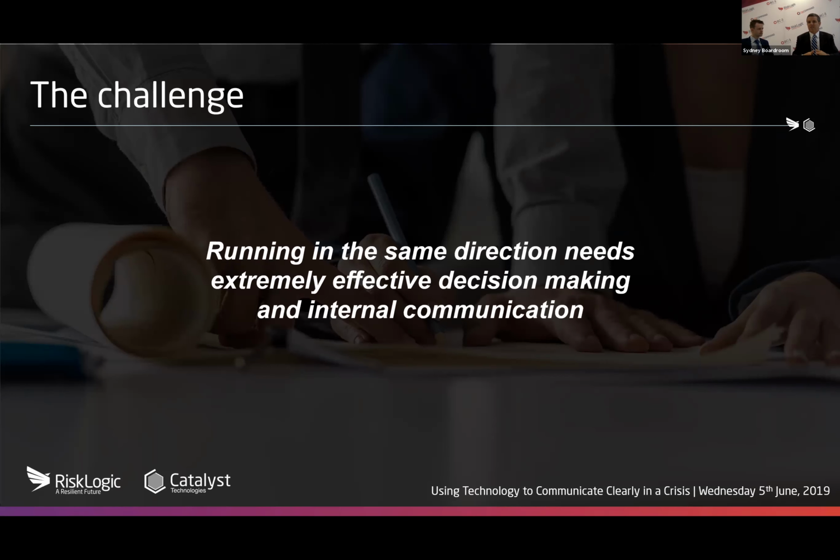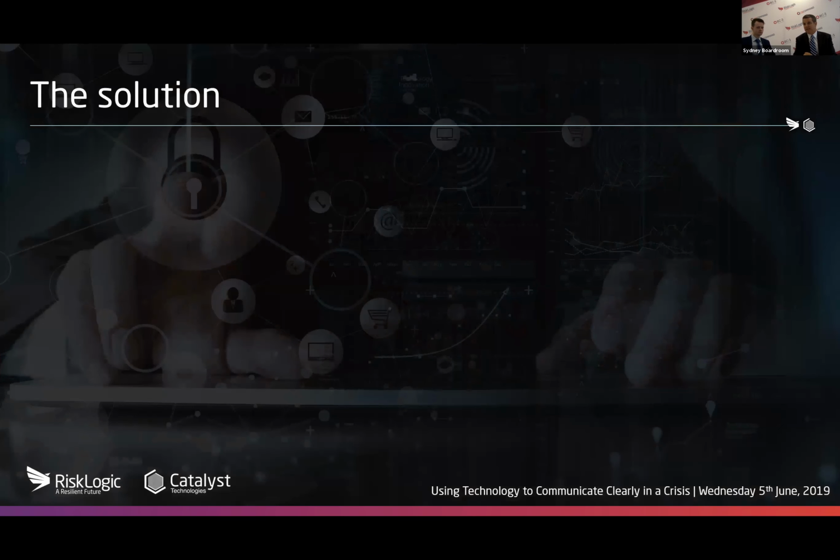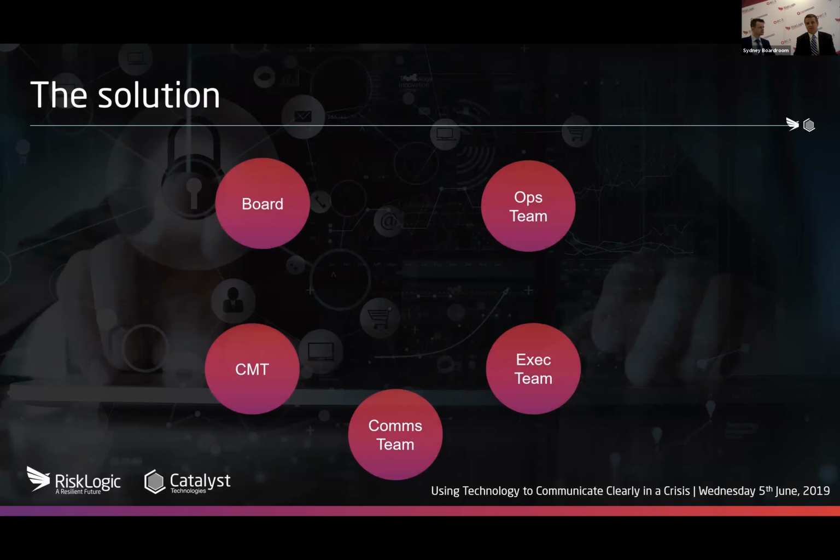Yep. I think everyone knows that, and sorry to labour the point, but I wanted to talk about that lineal model of communication and how it can create inefficiencies in that decision-making process, and the fact that it's a really killer problem in crisis communications. Definitely. So the challenge is running in the same direction. It needs really efficient decision-making, and that requires really efficient internal comms. So the solution to that, I believe strongly, is shaking off that lineal model of communicating up and down your organisation and putting information right at the heart of the process.